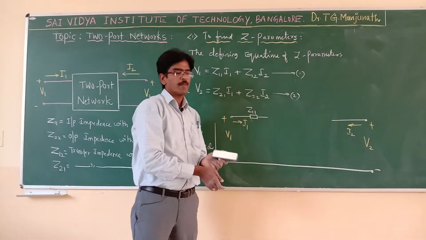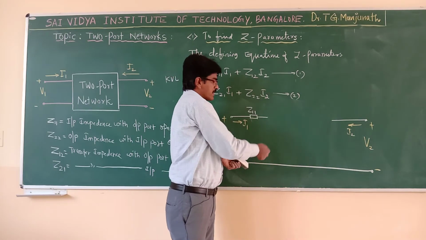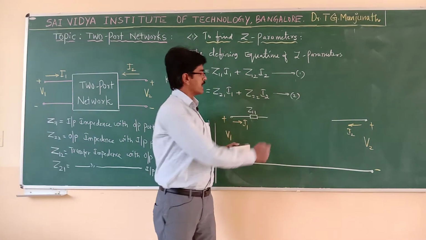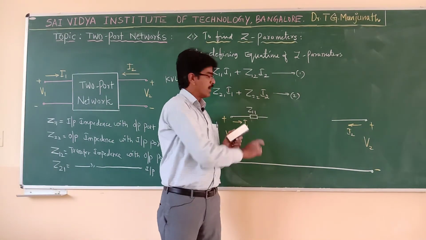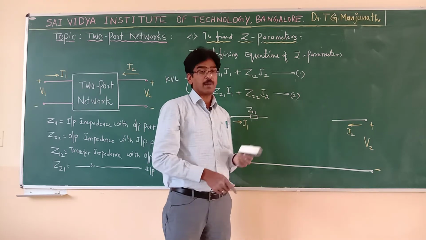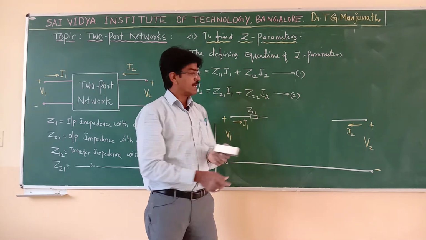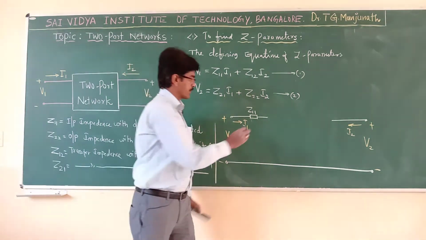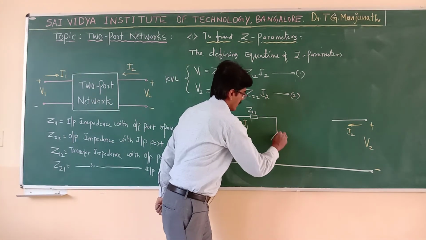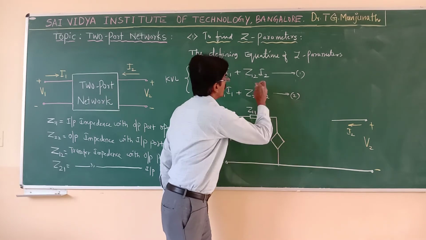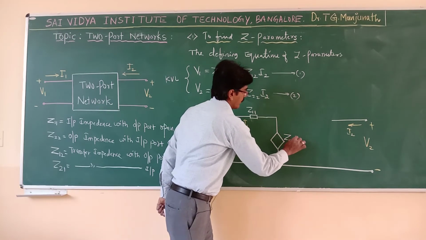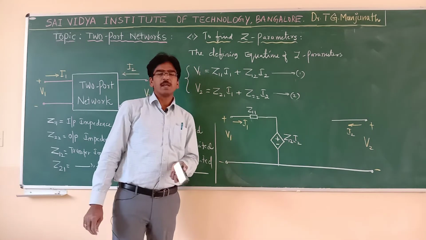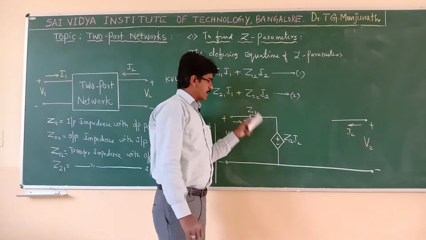Here I should form a loop. Here I2 is not coming; I2 is coming at the output port. Therefore, I cannot represent it here in series like Z12, because I1 is coming here, I2 is not coming here, but I want I2. Therefore, this term is represented by a dependent voltage source like this. The dependent voltage source's value is Z12 I2, with polarity plus minus to match this equation. This is the first loop equation.